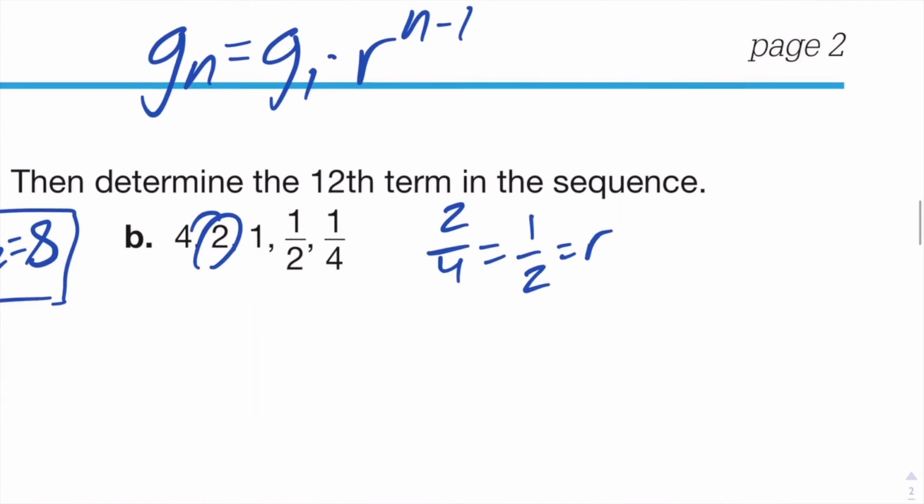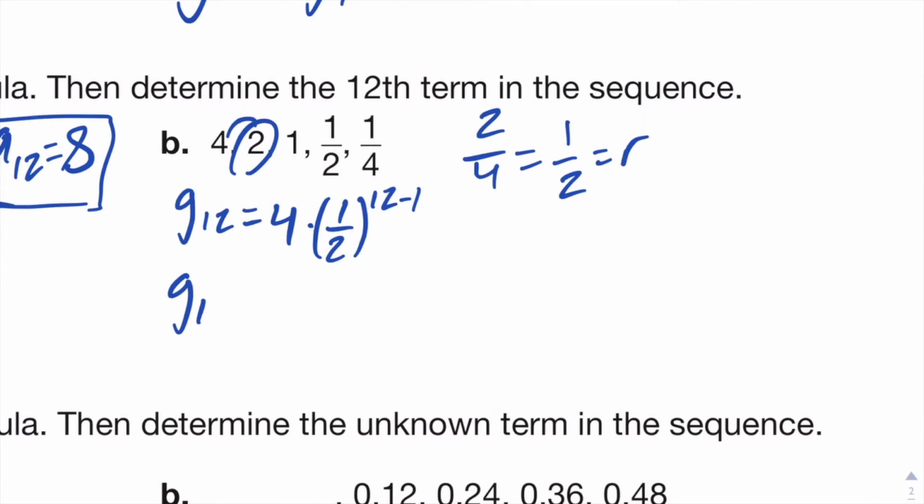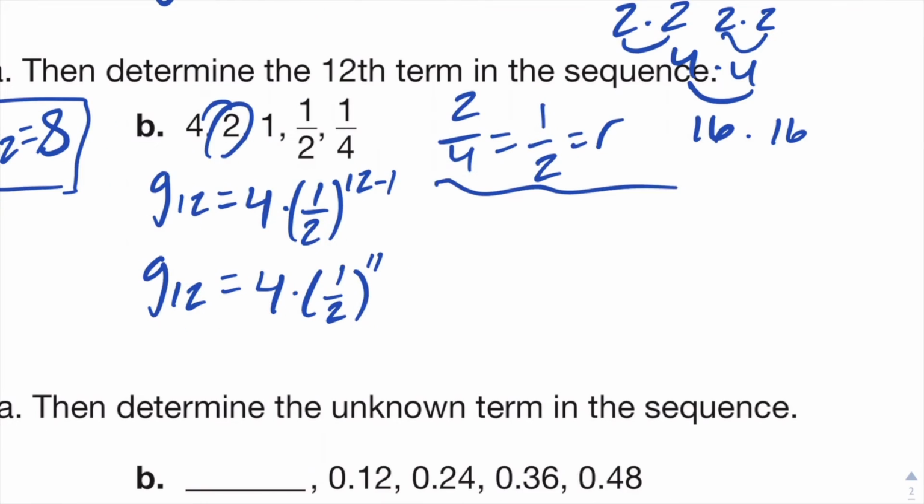So let's do the math. We have our formula up here. G sub 12 equals 4, which is the first term, times 1/2 raised to the 12 minus 1. Okay? G12 equals 4 times 1/2 to the 11th, since 12 minus 1 is 11. So that's the same as 2 to the 11th. G12 equals 4 times 1 over 2,048.